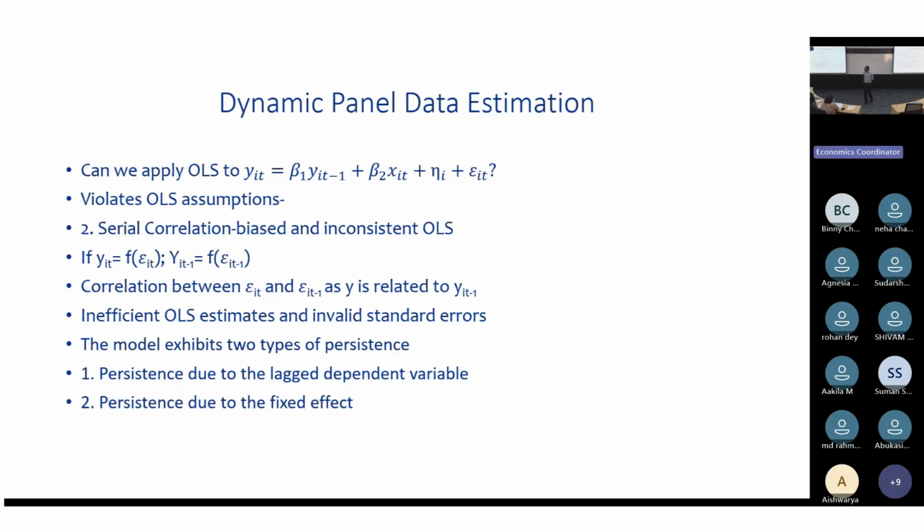Basically what we are saying is that there are two types of persistence in the dynamic panel data model. One is coming from the lagged dependent variable and the other one is coming from the defect. So this is the endogeneity that we explained, and here comes the autocorrelation component. What it means is that there are two persistence. So if OLS cannot be applied, what else can you do?